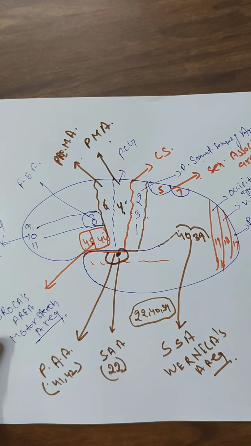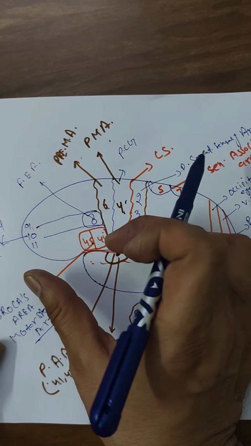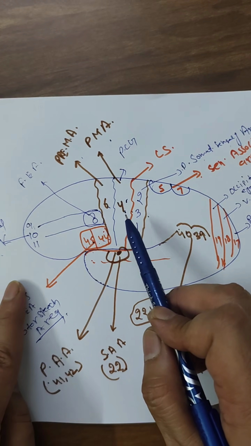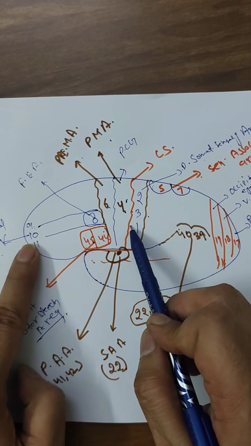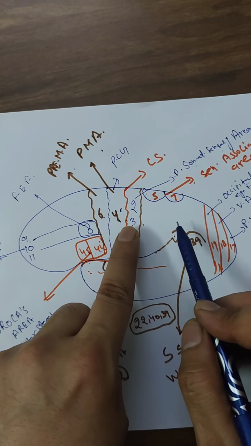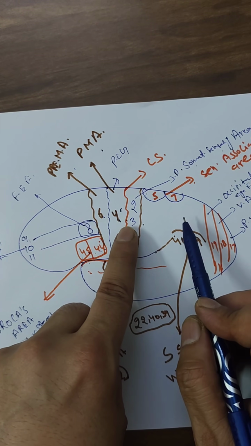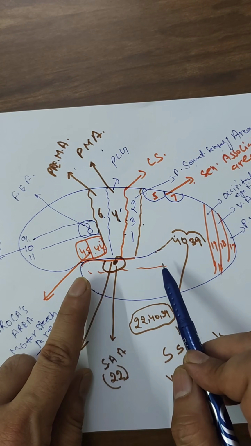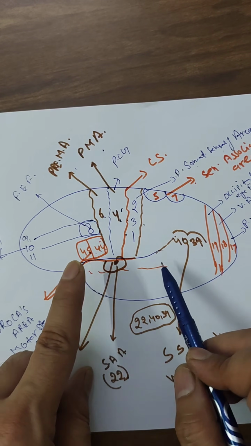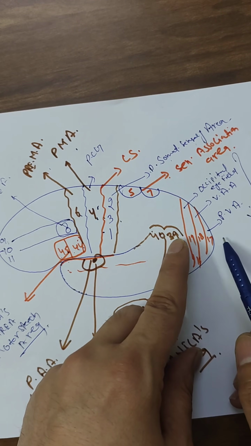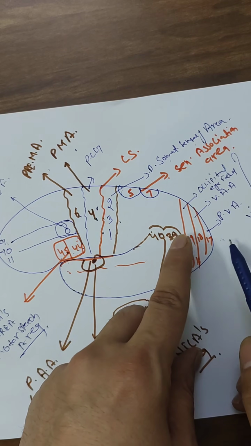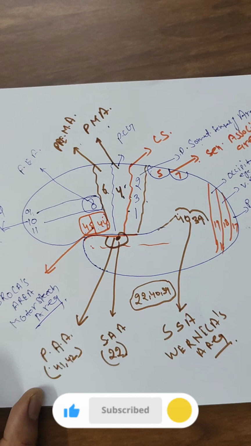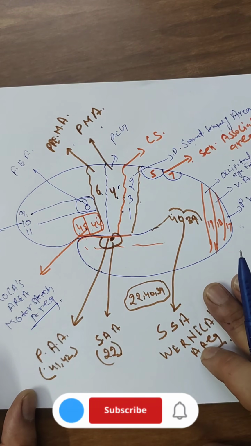So as we already know, the frontal lobe deals with motor activity. The parietal lobe deals with sensory activity. The temporal lobe deals with memory and auditory function. The occipital lobe deals with visual activity. So this is all about the Brodmann areas, the functional areas of the cerebral hemisphere.